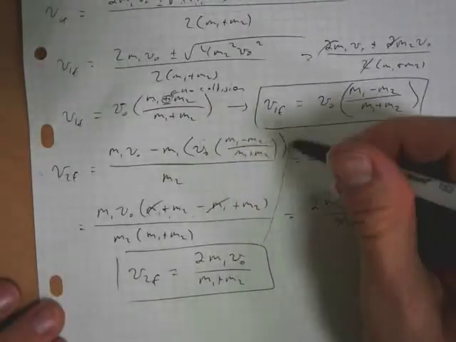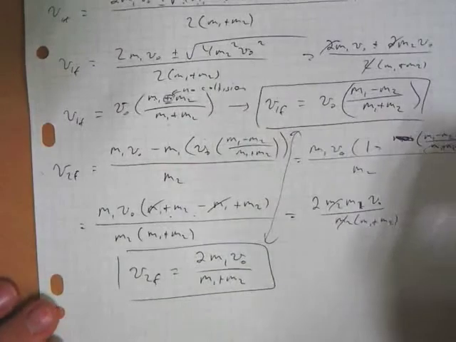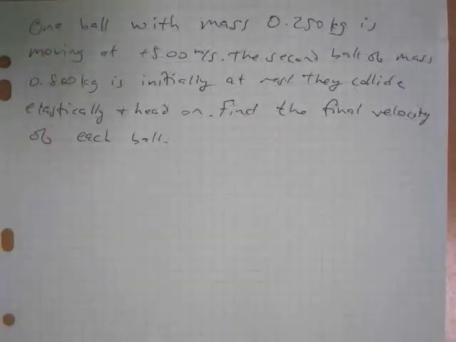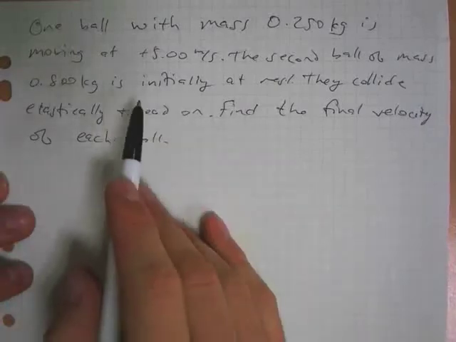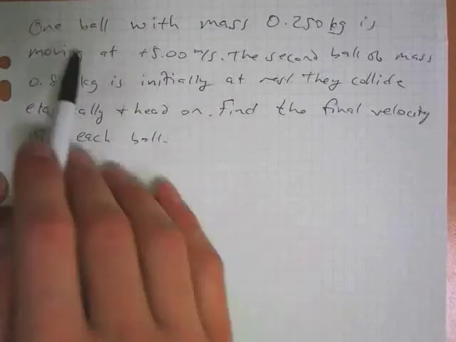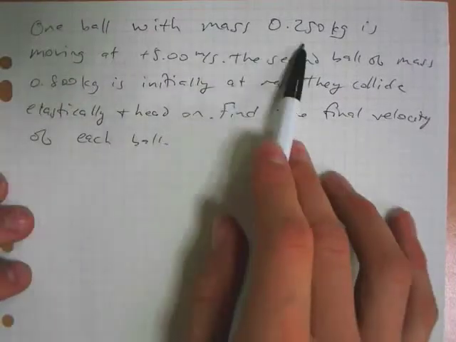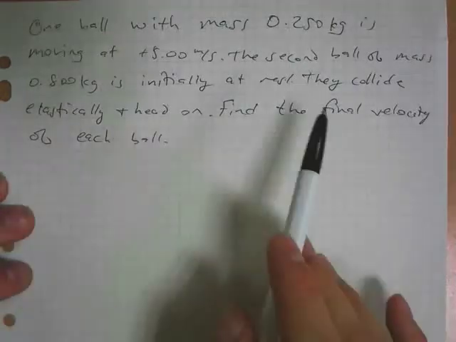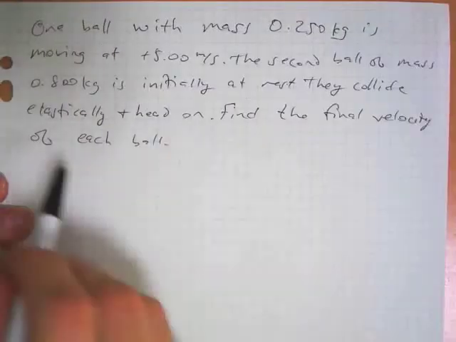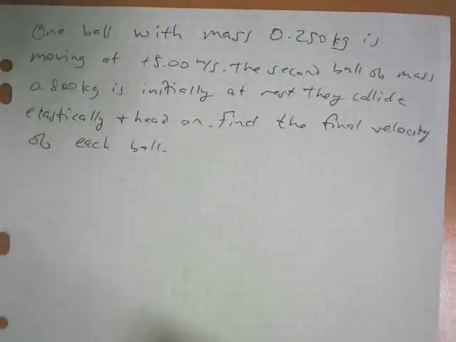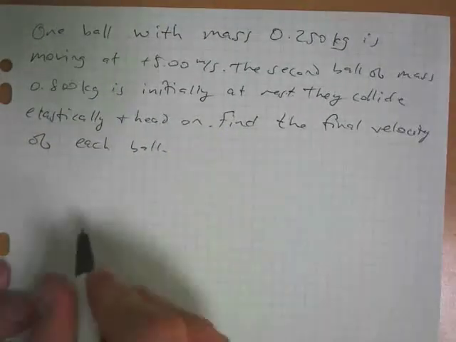The result is important: these equations can be used for elastic collisions. So these equations that we just derived let us very simply and straightforwardly solve a problem like this. We've got a ball with mass 0.25 kilograms, moving at 5 meters per second. A second ball of mass 0.8 kilograms is initially at rest. They collide elastically and head-on. We're going to find the final velocity of each ball. Well, we can just use those equations that we derived.